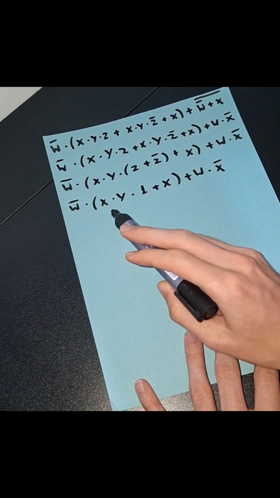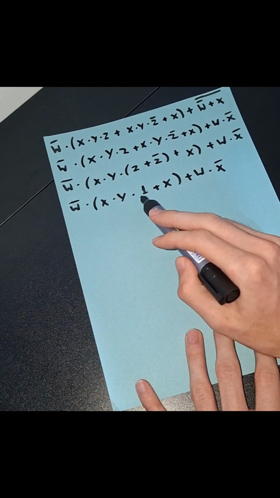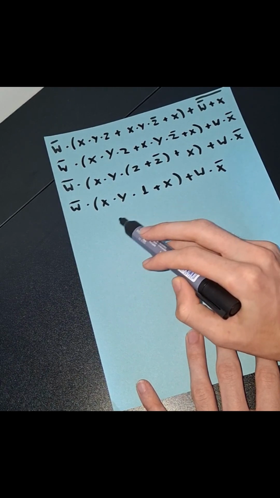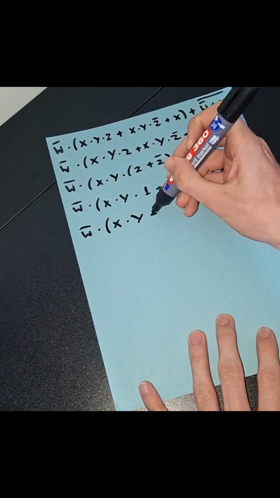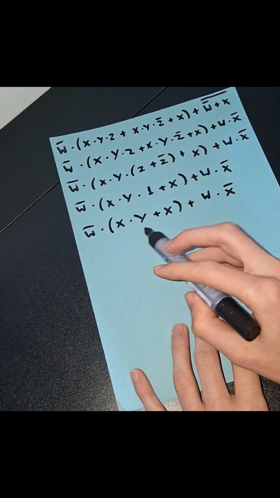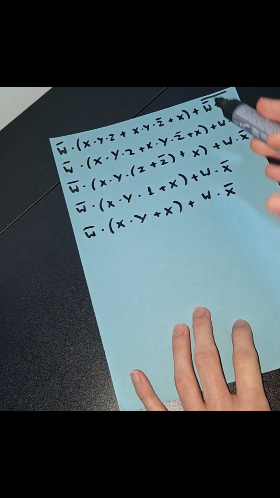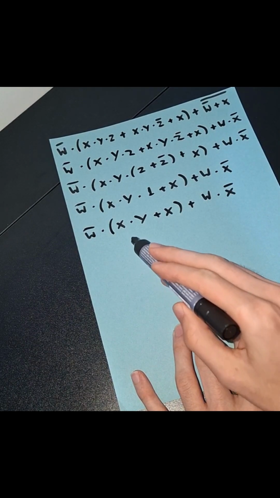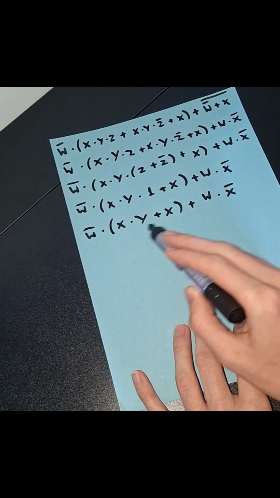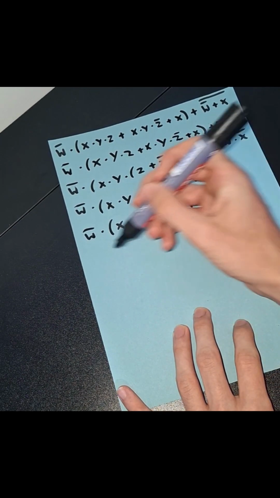Now, here I can see that obviously we got x and y and 1. So that will just simplify to x and y. So now inside the bracket here, we've got two terms. We've got x and y, we've got x. We can actually apply absorption law here, as you can see by this, for this thing inside the brackets. So that would just simplify to x.